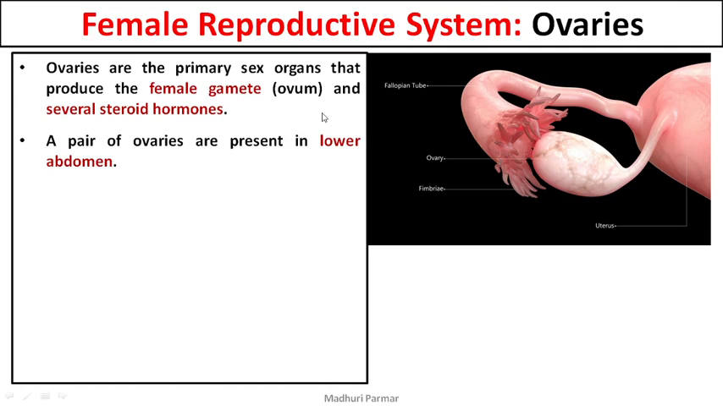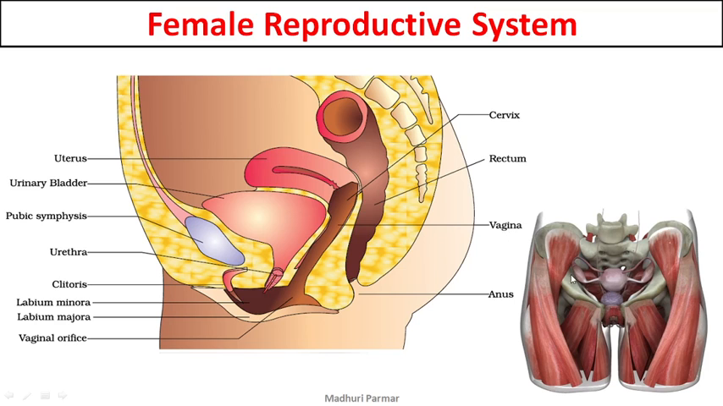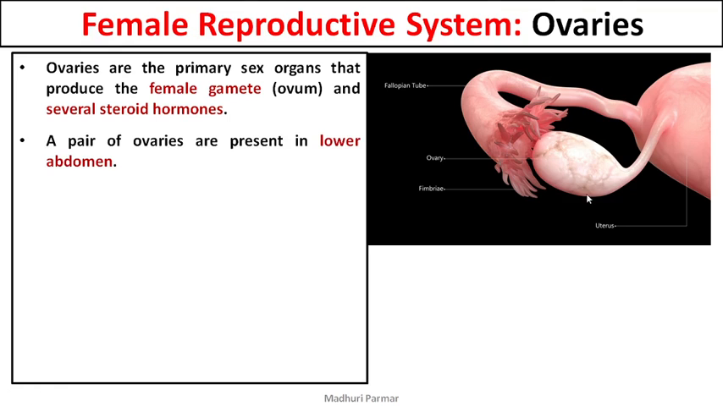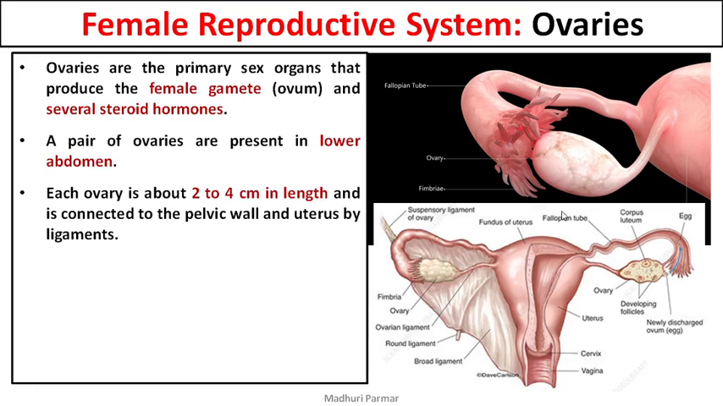A pair of ovaries are present in the lower abdomen. As you can see, it is almost present at the end of the abdominal cavity. Each ovary is about 2 to 4 centimeters in length. If you see here, the ovaries are about 2 to 4 centimeters lengthwise, and they are connected to the pelvic wall as well as the uterus by ligaments.